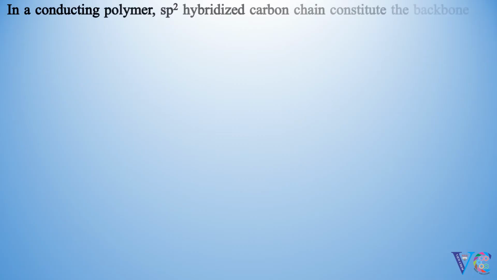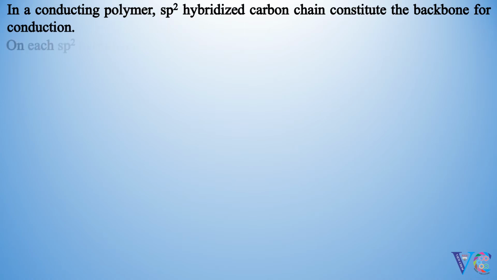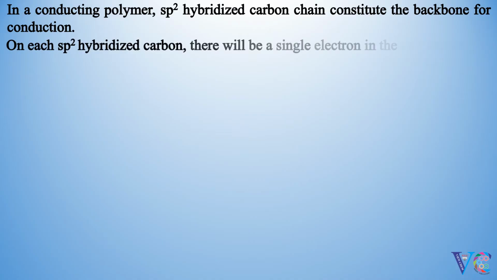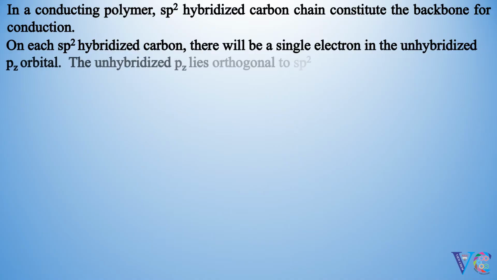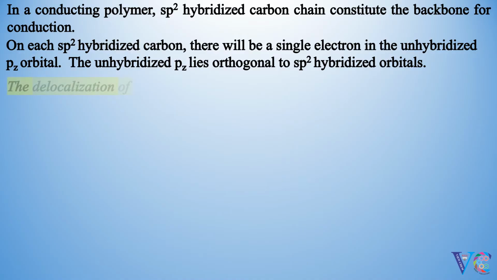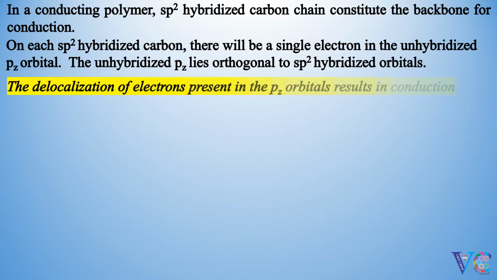In a conducting polymer, the sp2 hybridized carbon chain constitutes the backbone for conduction. On each sp2 hybridized carbon, there will be a single electron in the unhybridized pz orbital. The unhybridized pz orbital lies orthogonal to the sp2 hybridized orbitals. The delocalization of electrons present in the pz orbitals results in the conduction.